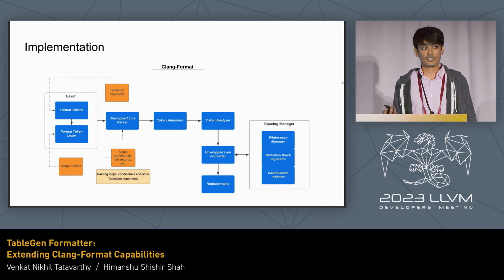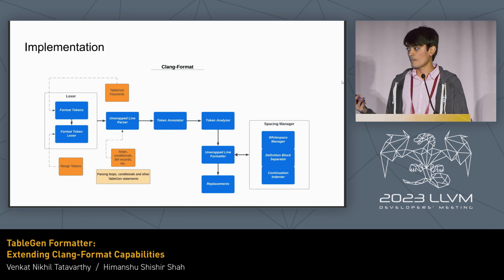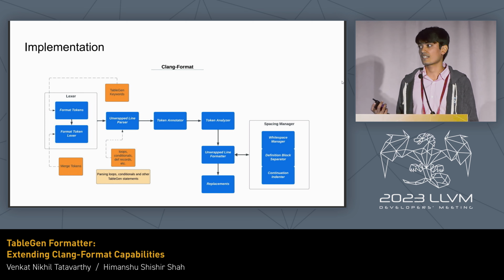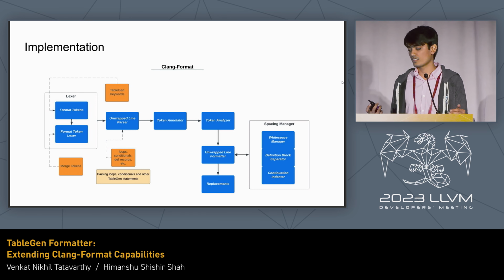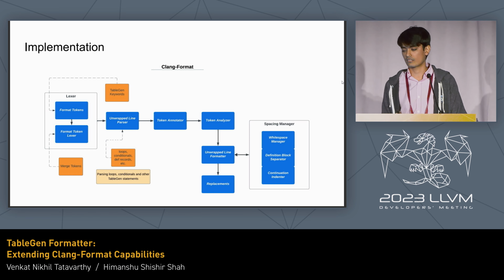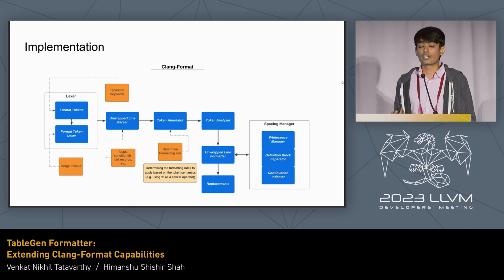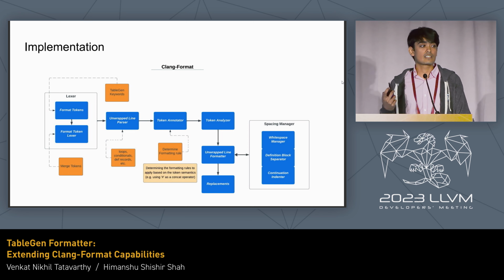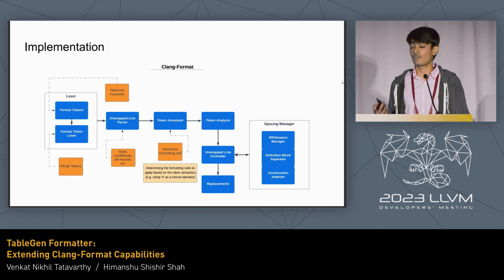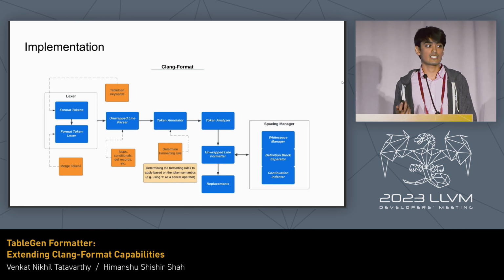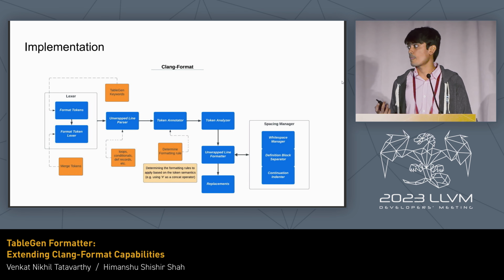Some of the major changes were in the unwrapped line parser, where we added support for parsing def records, if-then conditionals, for-each loops, and other TableGen constructs. In the token annotator, we determined some formatting rules based on token semantics. For instance, when you're using hashtag as a concatenation operator in TableGen.